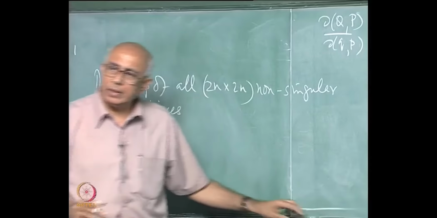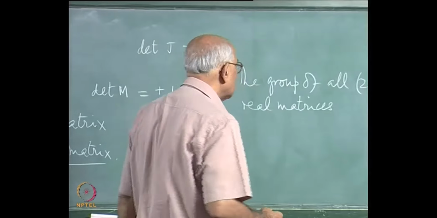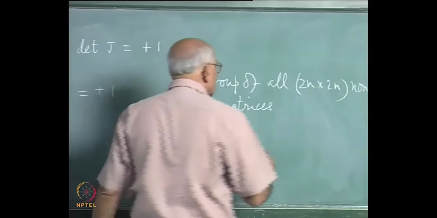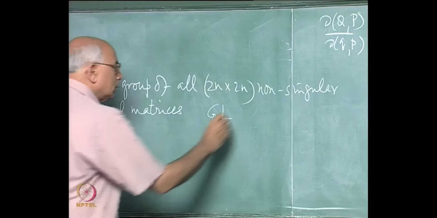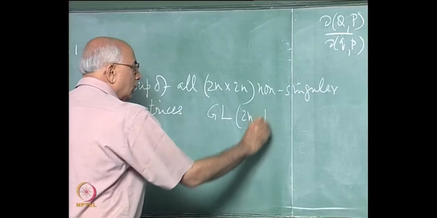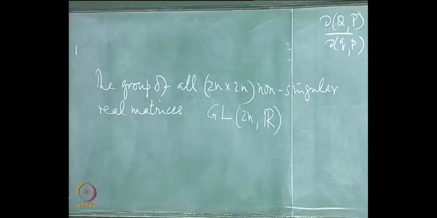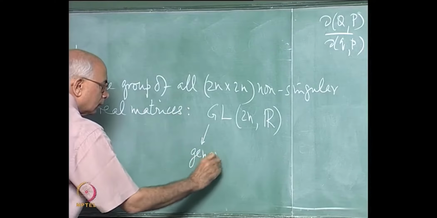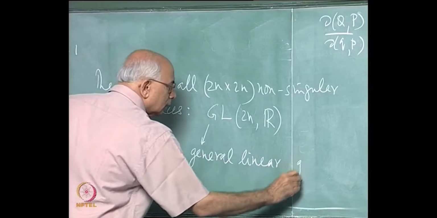What is a non-singular matrix? The determinant is not equal to 0. In other words, there is an inverse for the matrix. So the group of all 2n by 2n non-singular real matrices is denoted by GL, the general linear group of order 2n over the reals. So this stands for the general linear group.